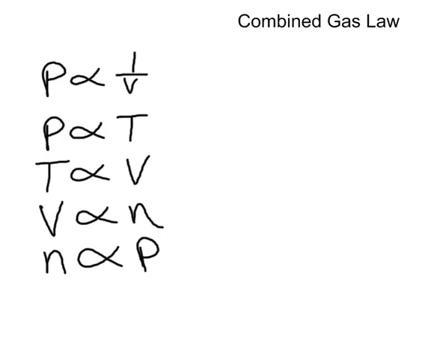Okay, taking a look at this, we see in the first one that pressure is proportional. That's what the little fish sign right here is. That means proportional. And it would be proportional to the inverse of volume. And whenever you have something that is proportional to the inverse, we would say that it was inversely proportional.